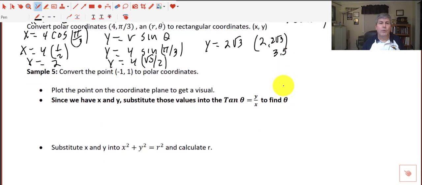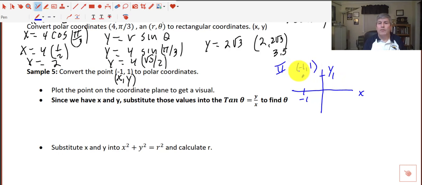In sample 5, we want to convert the point -1, 1 to polar coordinates. So now we're in the rectangular. We have an x value and a y value. We can help ourselves out by possibly plotting this on the coordinate plane. Our rectangular value, we're here in the second quadrant at -1 for x and 1 for y.